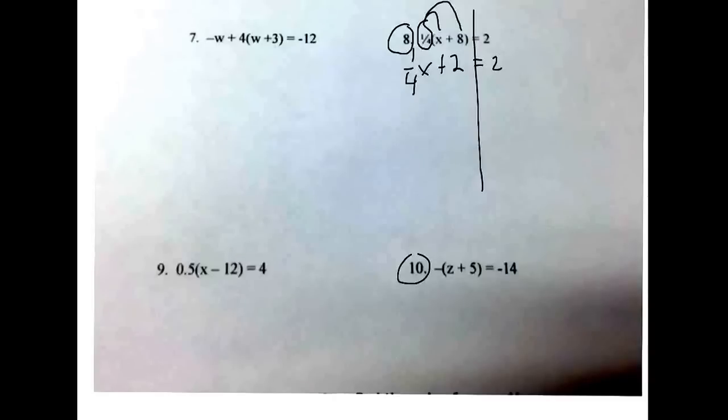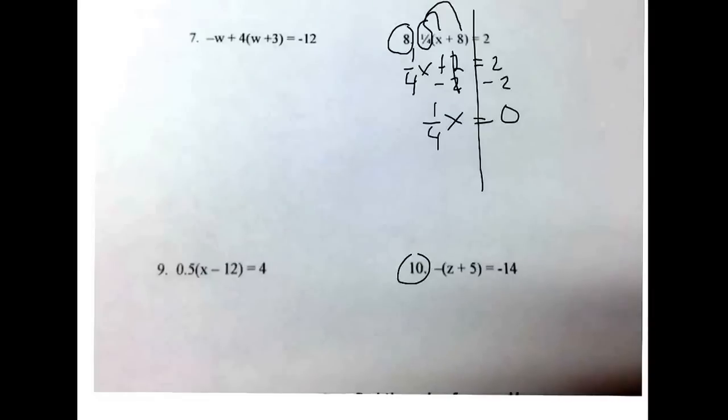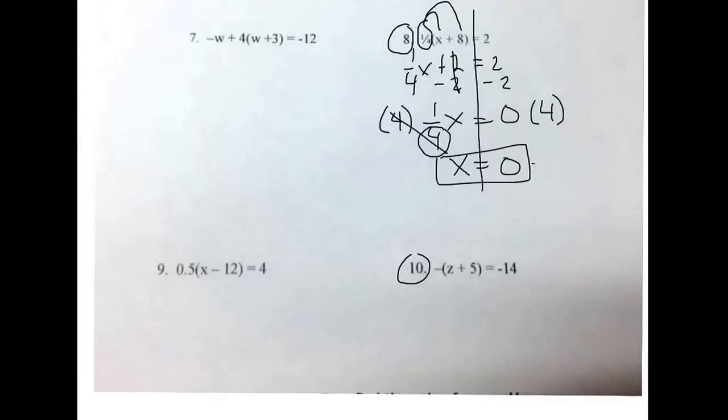I see a +2, so that gets a -2. -2. That cancels. I bring down my 1/4 x. 2 minus 2 is 0. This 4 is dividing, so I undo division through multiplication. 4's cancel. I bring down my 1x equals 4 times 0 is 0, and 0 must be my answer. I'll plug this in here, and I should get 2 once I check my work.